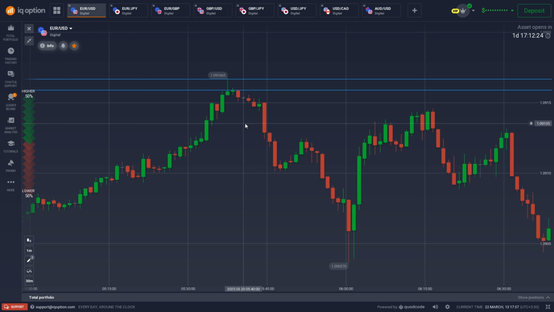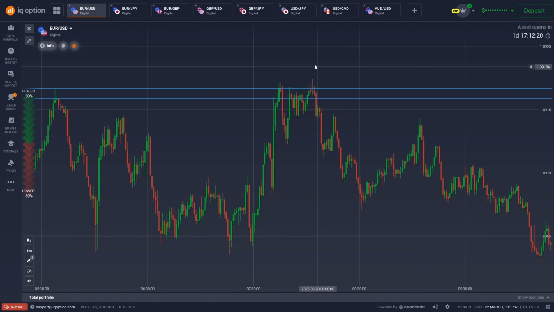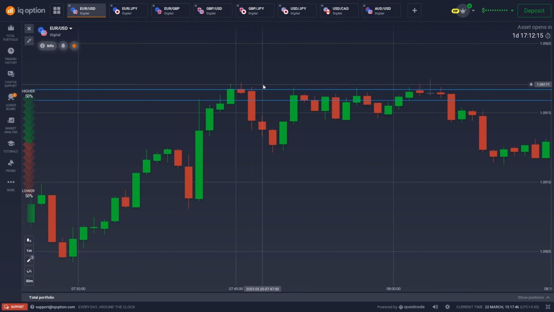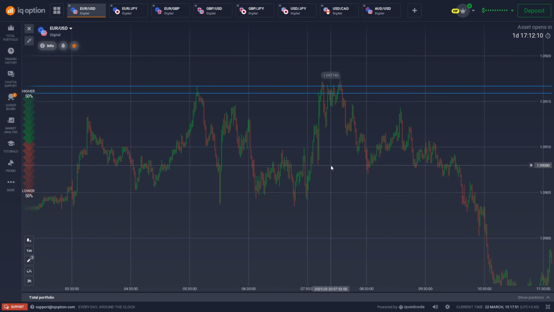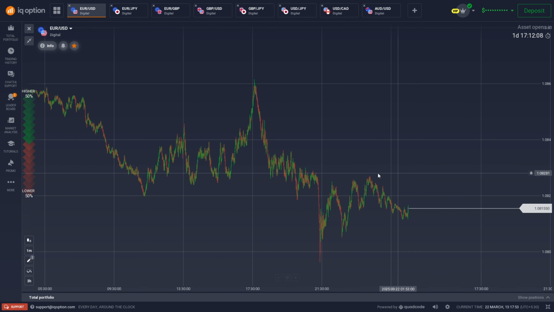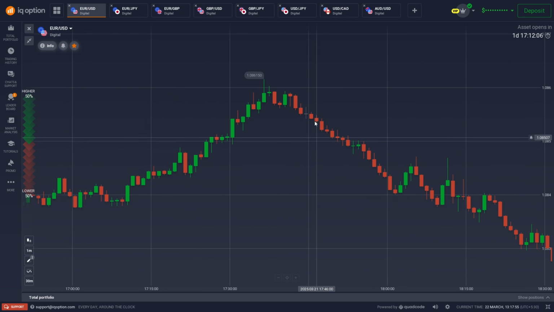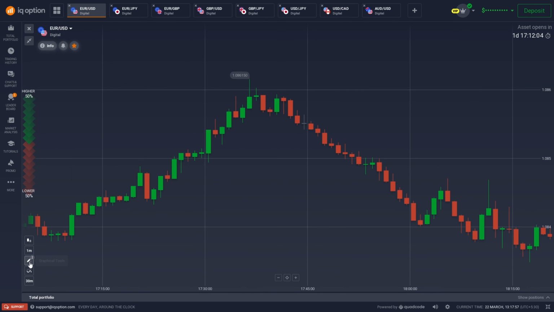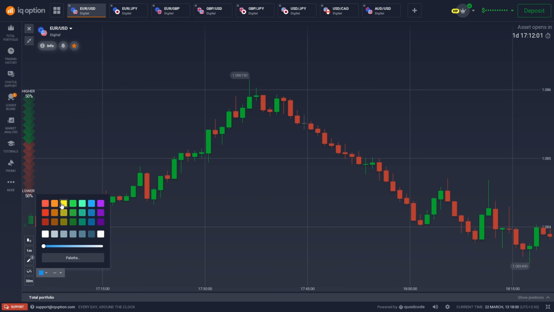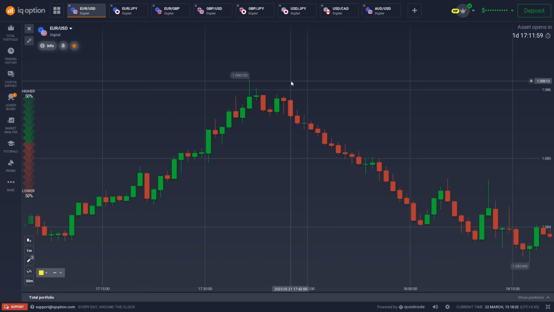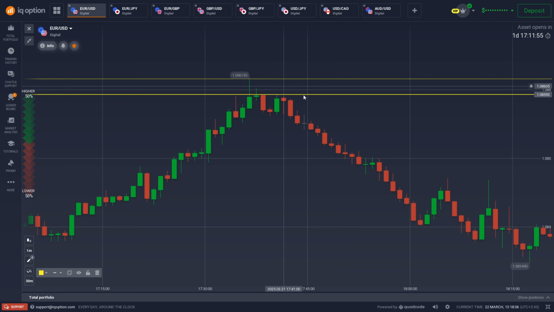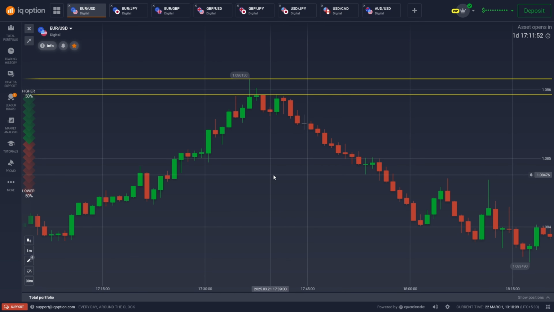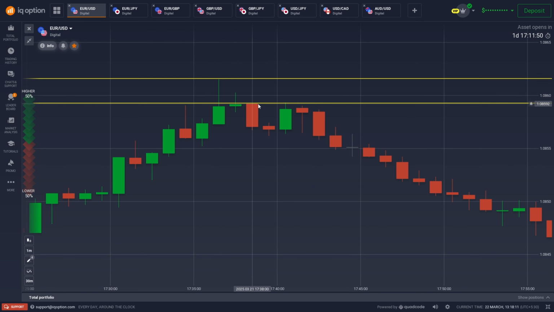Now comes the part of how you can update these zones, because in this case you see that there are wicks that broke this zone, so we need to update these zones also. Let me explain with some examples. So let's take this example. Suppose, let's first draw the resistance. So this is our resistance zone. We have used the wick and the body.